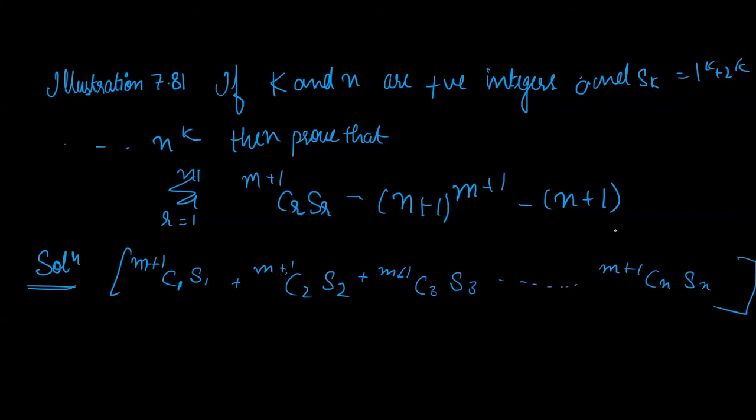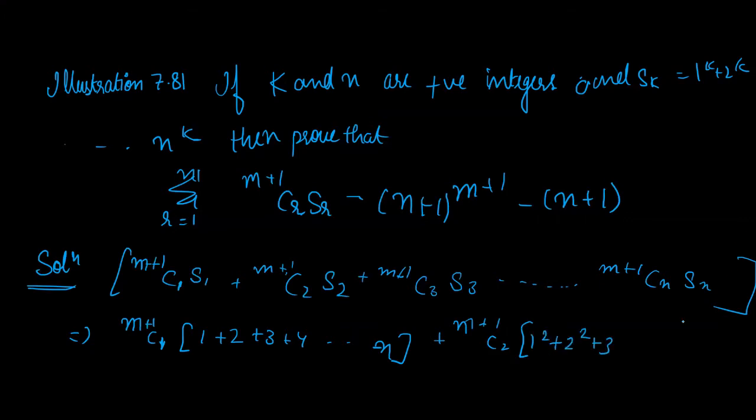Now you know S1 value will be 1 to the power 1 plus 2 plus 3. So I'm opening all of them separately now. M plus 1 C1, and I'm putting the value for S1, that will be 1 plus 2 plus 3 plus so on till n. Then I'm putting the value for M plus 1 C2. S2 will be what? 1 square plus 2 square plus 3 square, value of k I'm putting, so n square. Similarly, what will be the last term? This will go on in the same fashion. What will be the last term? M plus 1 Cn. It will be 1 to the power n plus 2 to the power n and so on, n to the power n. This thing is understood?